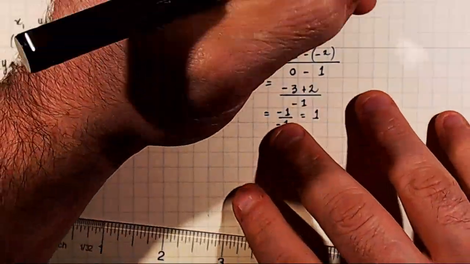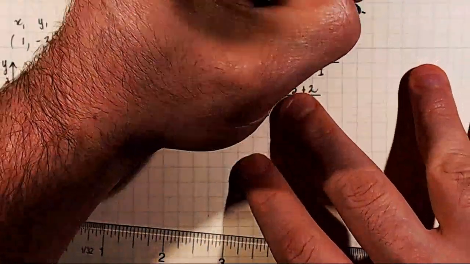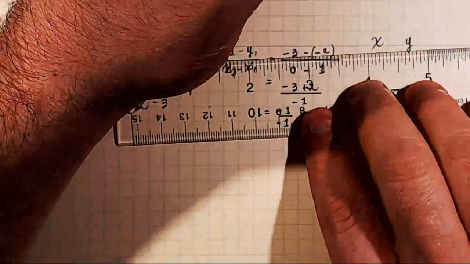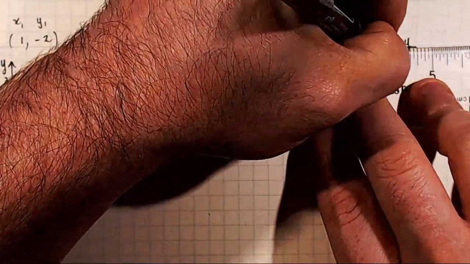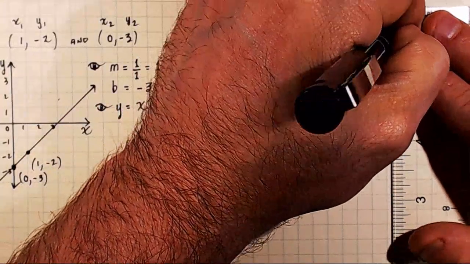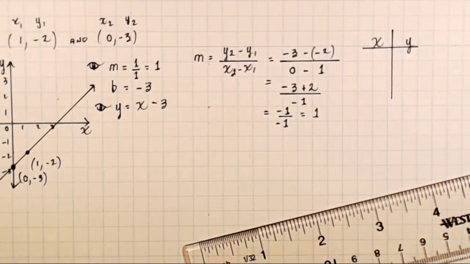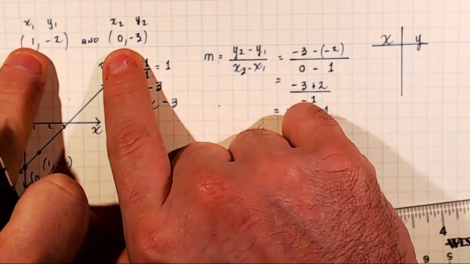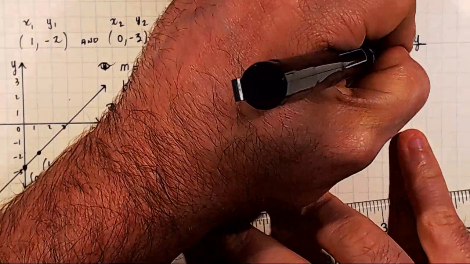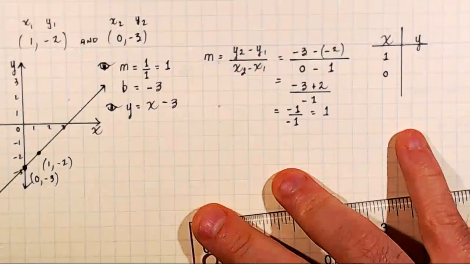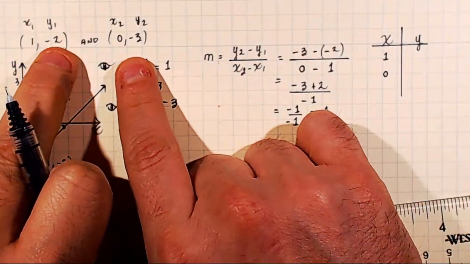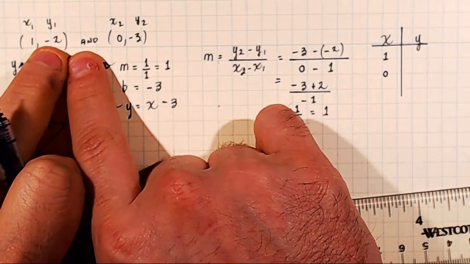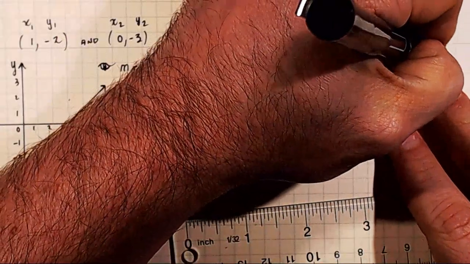Especially if you had a number of points like this, you could see this information as a table. So here's our XY table that you're familiar with. This isn't strictly necessary, but depending on how you like to solve these. We'll take our points x1 and x2, 1 and 0, and as long as you're consistent, it doesn't matter. Take y1 and y2, negative 2 and negative 3.